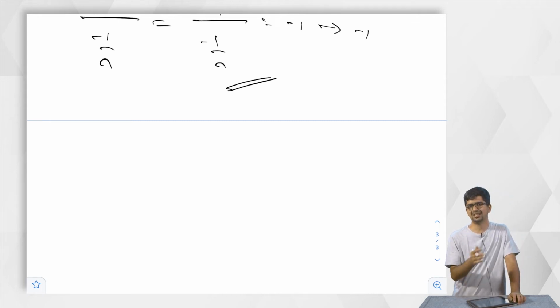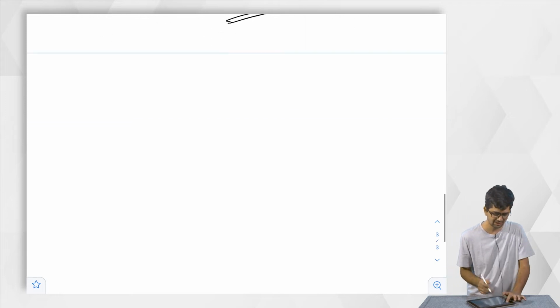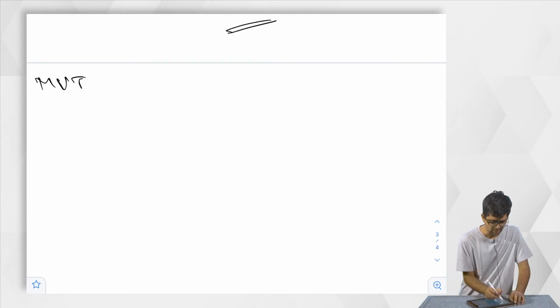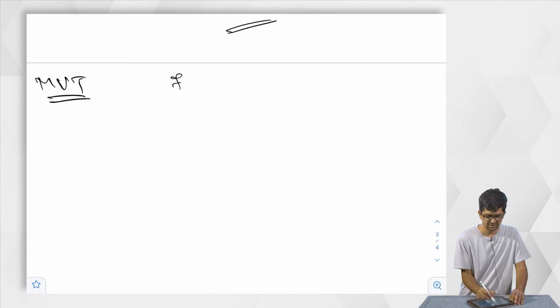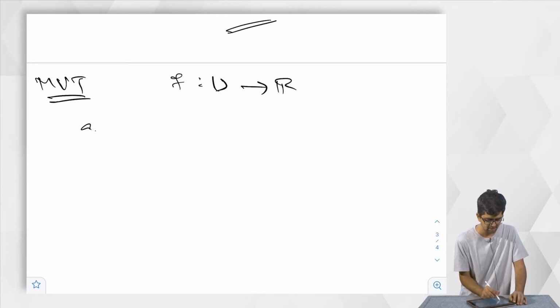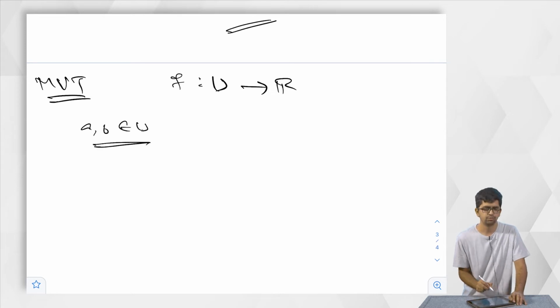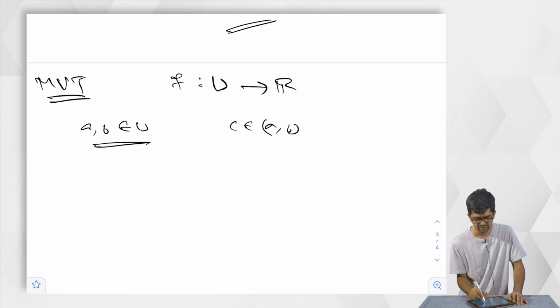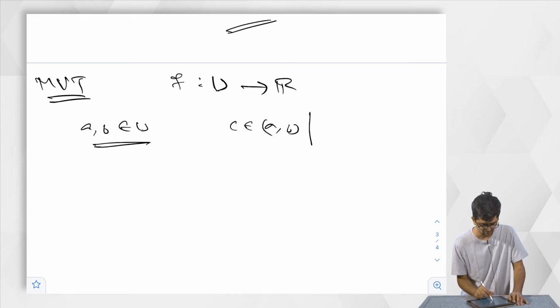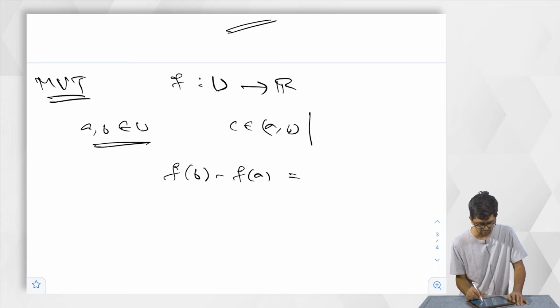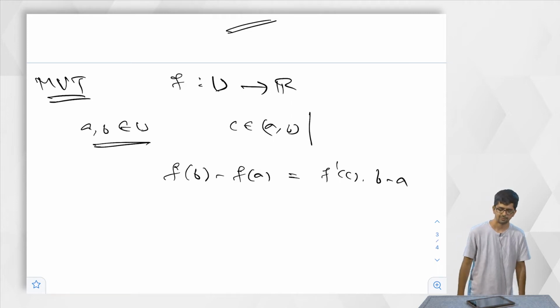Now let us recall, where did we stop in the last session? We mentioned a result called the mean value theorem. What does it say? Suppose I take a function f that is differentiable, and I take two points a and b in U. Then there is an element c belonging to (a, b) such that f of b minus f of a is equal to f dash of c times b minus a. This is what we have.